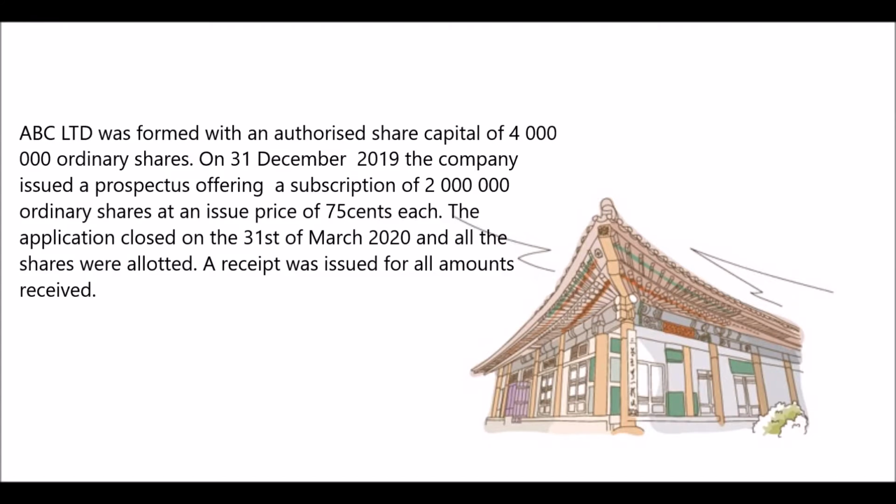So the scenario reads as follows. ABC Limited was formed with an authorized share capital of 4 million ordinary shares. On the 31st of December 2019, the company issued a prospectus offering a subscription of 2 million ordinary shares at an issue price of 75 cents each. The application closed on the 31st of March 2020 and all the shares were allotted. A receipt was issued for all amounts received.